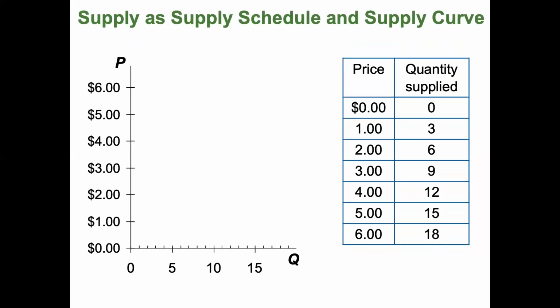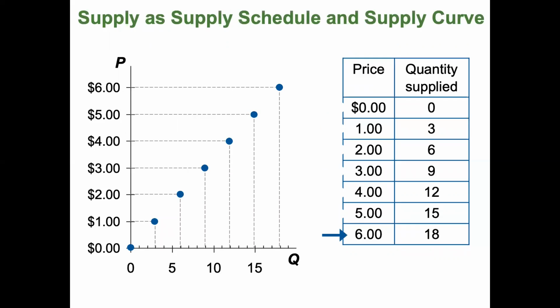Supply can be represented with a supply schedule or supply curve. Let's plot and draw the supply curve. If the price of gasoline is $0, not surprisingly, quantity supplied is 0. If the price goes up to $1 a gallon, quantity supplied increases to 3 million gallons. Once we've connected all the points, we get this upward sloping curve, which is the supply curve.